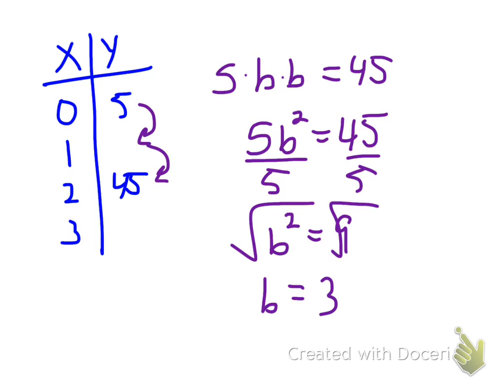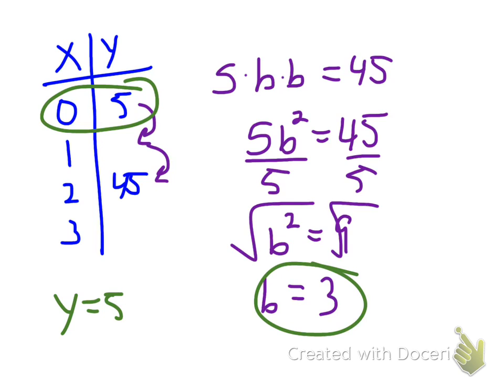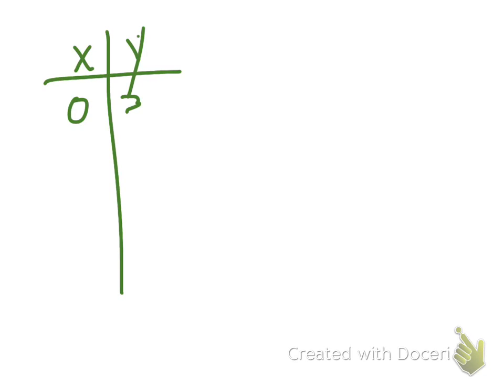So I know my starting value. I now know my multiplier, and there's my equation. So if I had another table where it was 0, 3, 1, and then I have 2, and let's say I'm skipping both of these spots here, and this is now 24.